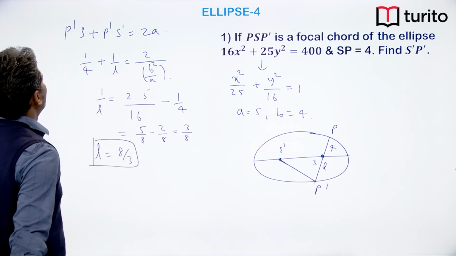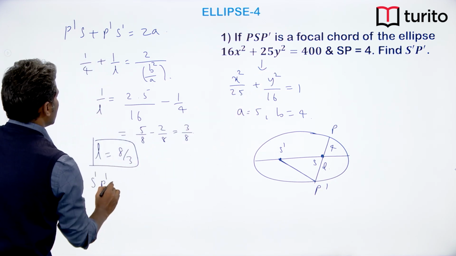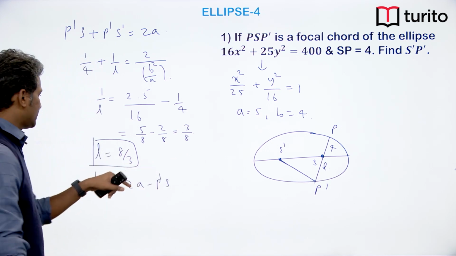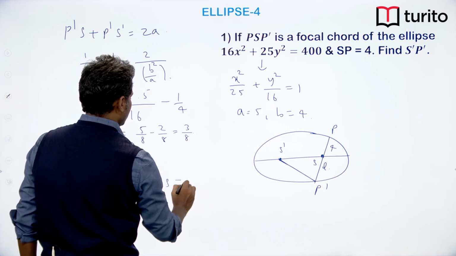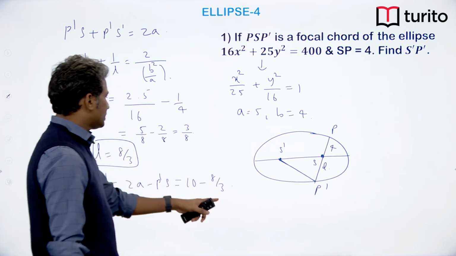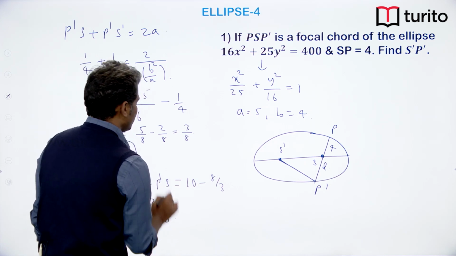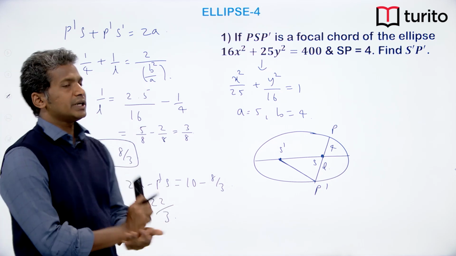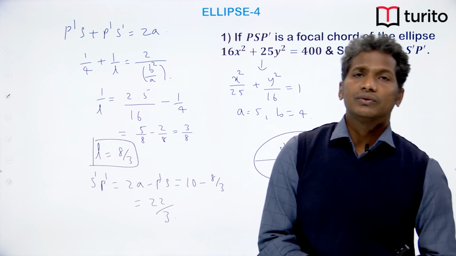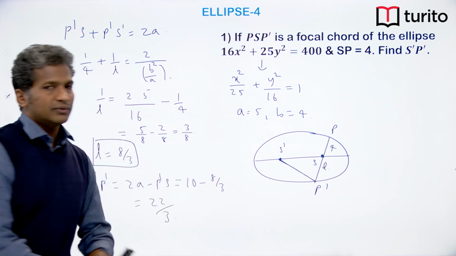Okay. So now we know that we want to calculate which one? S dash P dash. So S dash P dash equal to 2a minus P dash S, and P dash S we got as 8 by 3 and 2a will be 10. So 10 minus 8 by 3 will give us the required value. So 10 into 3 here is 30, 30 minus 8 is 22. So this value must be 22 by 3. So required length is 22 by 3. So here we have used this property and calculated. If we are not using properties, then these questions may become very lengthy. Okay, come on, make a note of this.